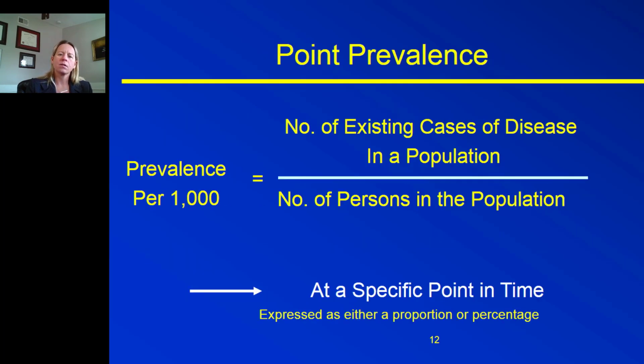Okay, so the first term or measure, I should say, that I would like to discuss is the point prevalence. So point prevalence is the number of existing cases of a disease in a population divided by the number of persons in that population at a specific point in time. And this is usually expressed as a proportion or a percentage. Now, what's important to keep in mind here is with prevalence, prevalence represents, again, the number of existing cases divided by all persons in the population. Later, when we talk about incidence, you'll notice the difference there because incidence represents only new cases.